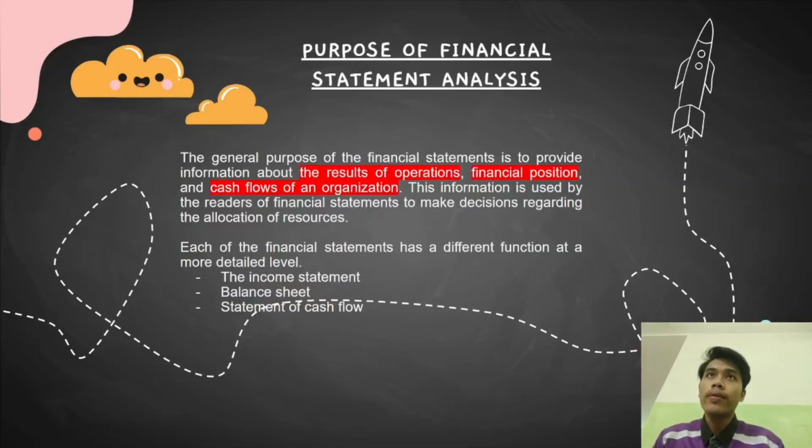Let's go to the first, which is the purpose of financial statement analysis. The general purpose of the financial statement is to provide information about the results of operation, financial position, and cash flow of an organization. This information is used by the readers of financial statements to make decisions regarding the allocation of resources. At a more refined level, there is a different purpose associated with each of the financial statements. Each has a different function at a more detailed level.